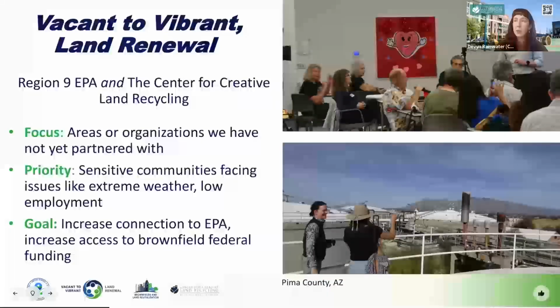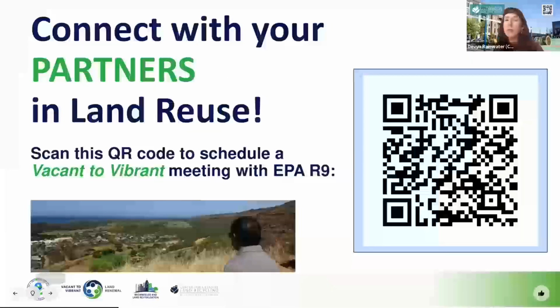So our priority, as you can see, is to meet with communities and entities that have not yet partnered with CCLR or EPA. And we aim to work with sensitive communities that are facing issues such as extreme weather and low employment and may not have access to private funding. So again, our goal is to build a lasting connection with you and work with you all along your project to get you to success.